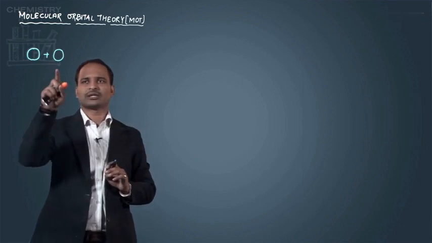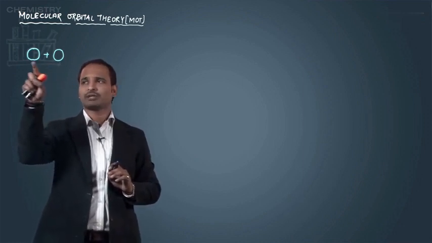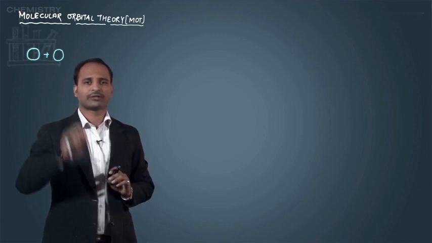That is, if this is an s orbital, this should be s. If it is a p orbital, if it is px, then it should be px. If it is py, then py.